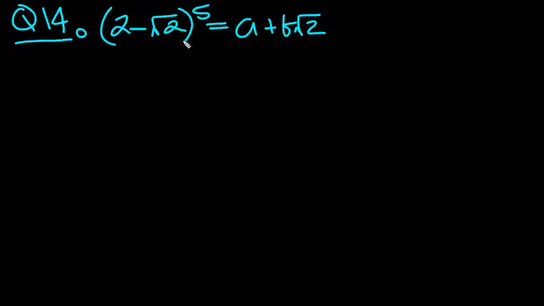Right, let's have a go at this one then. (2 - √2)^5. We need to let it equal a + b√2 and find a and b for question 14. So let's have a go at that then.